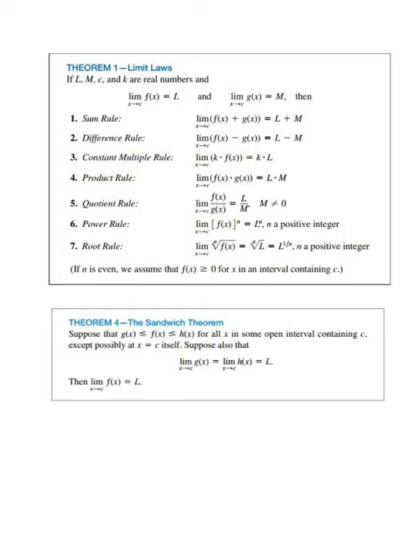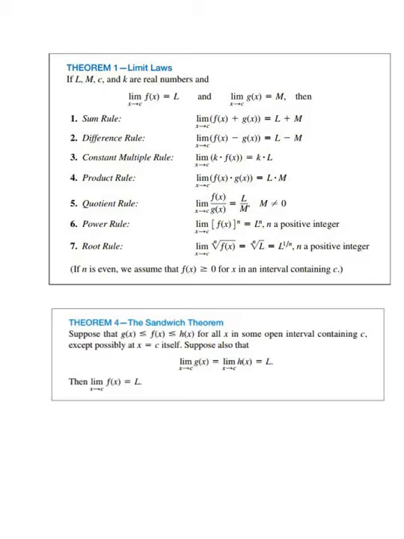Product rule: if you have two functions being multiplied, you can do the limit of each one separately and then multiply the two answers together. The same goes for division. In the quotient rule, if you have two functions being divided, then you can find their limits individually and divide them.